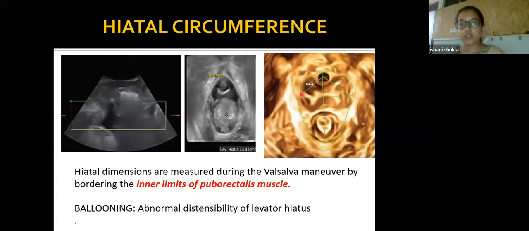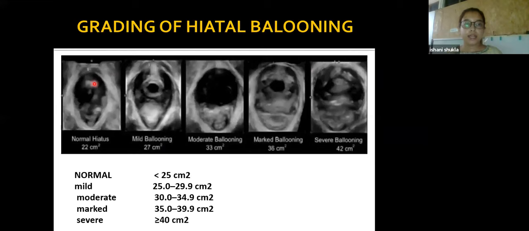Grading of hiatal ballooning. The area of the levator hiatus is normally less than 25 centimeters square. We grade it as mild if it is 25 to 30 centimeters square, moderate is 30 to 35 centimeters square, marked is 35 to 40, and severe ballooning is more than 40 centimeters square.